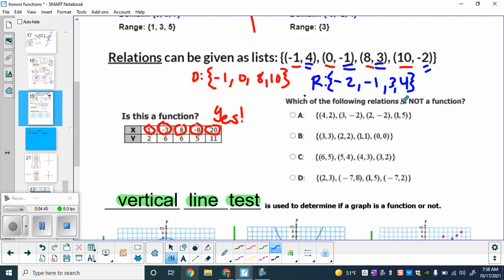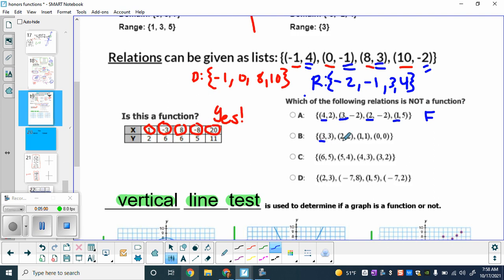Now let's say you're asked to find which one is not a function. Okay, so this means we're trying to find something where the x's are repeating. Now here I see a 4, a 3, a 2, and a 1. That one's a function. That one's good to go.